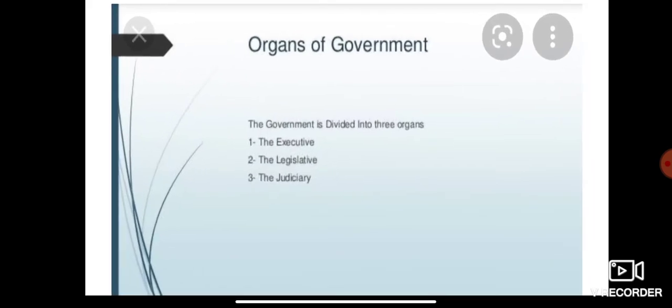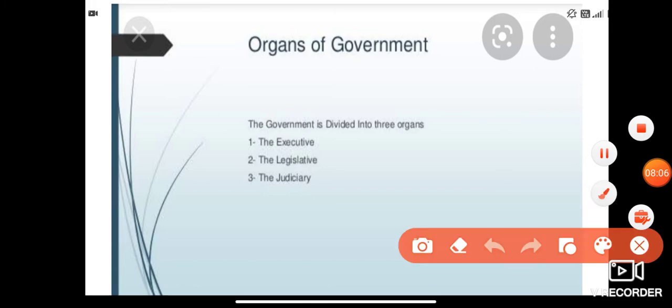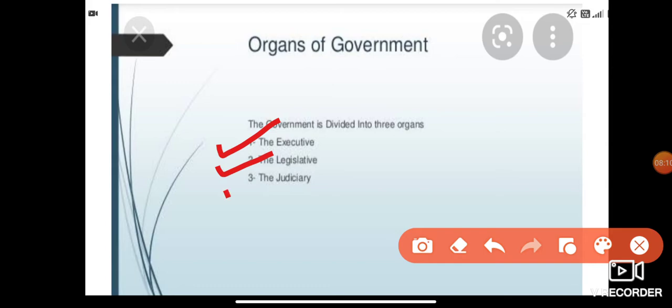As we have learned, there are three organs of government, mainly the executive, the legislative, and the judiciary. So these are the organs of government: legislative, executive, and judiciary. This is how the government functions under the three organs.